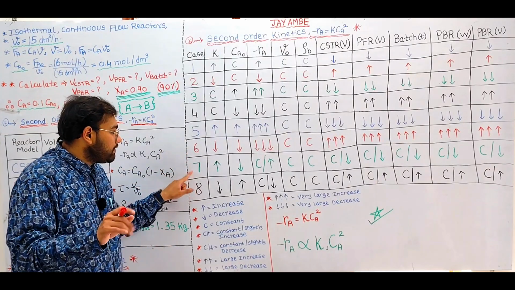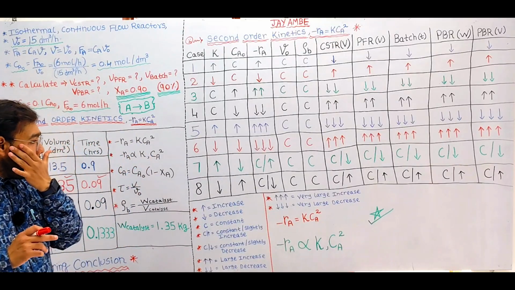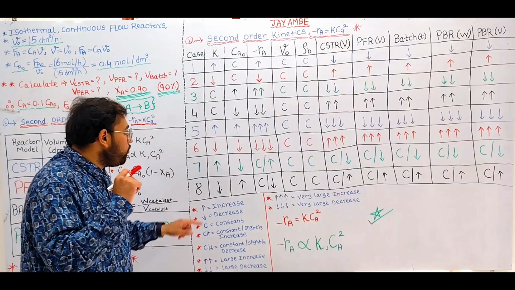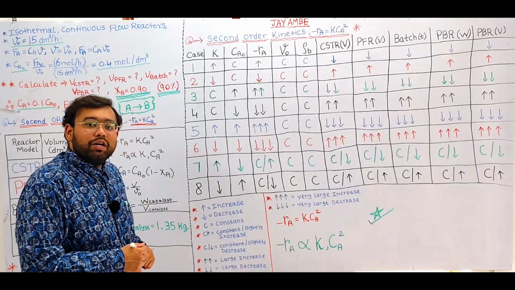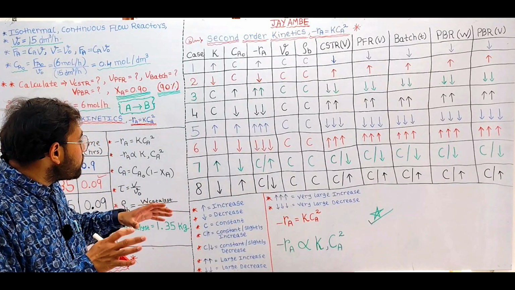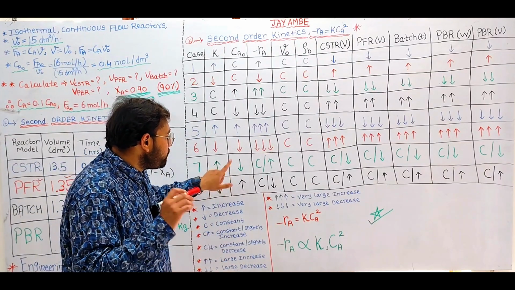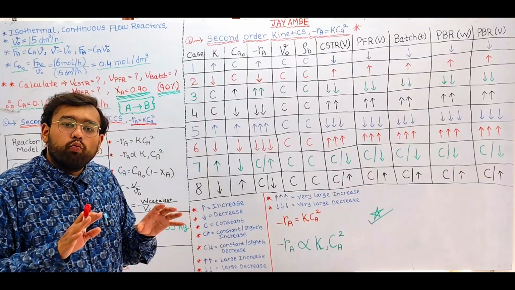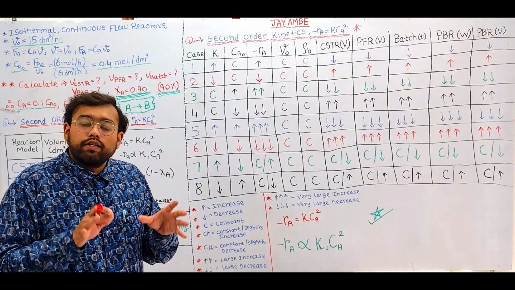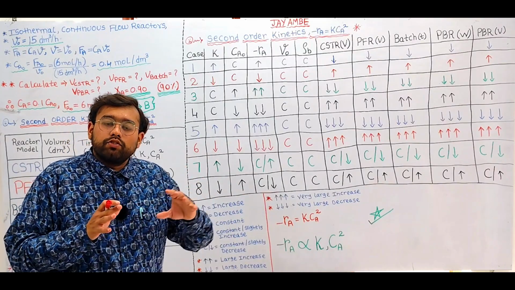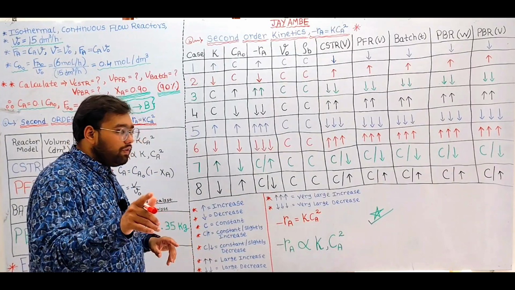Now we'll understand the seventh case, right? In the seventh case, let's say, what if the rate constant is increased and simultaneously the concentration is decreased? How does this simultaneous opposite effect of increasing rate constant K and decreasing initial concentration affect the rate of the reaction, and how does this affect the design volumes of the different reactor models, the reaction time of the different reactor models, and the weights of the catalyst required? We'll understand that.